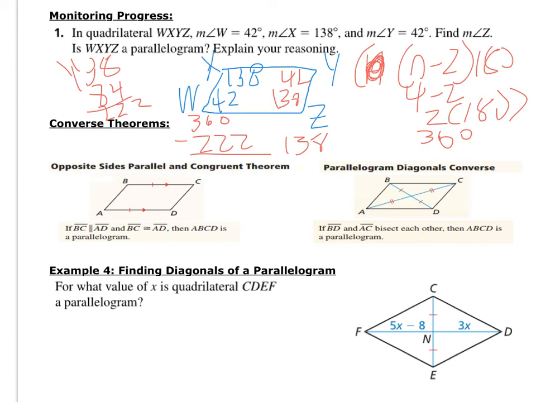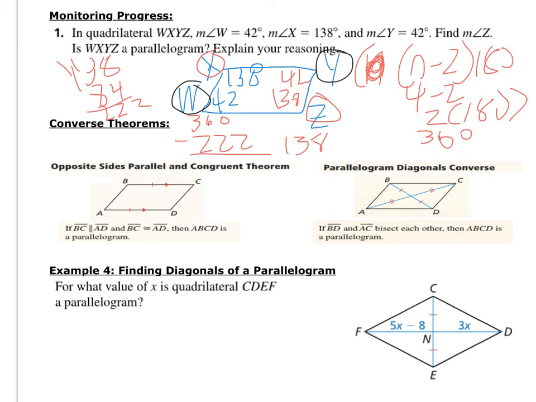Well, is this object, the way it's written, is it a parallelogram? Well, first of all, look at the opposite angles. Look at angle X and angle Z. They're congruent. Look at angle W and angle Y. They're congruent. So if the opposite angles are congruent, then it's a parallelogram. So that would be your reasoning. Yes, it is a parallelogram because the opposite angles are congruent.